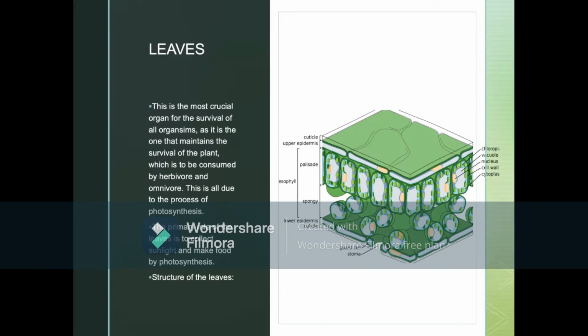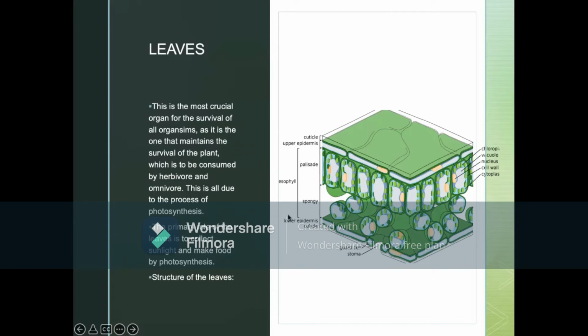As you can see here, first we have the upper layer, which we call the cuticle, and it's a waxy-like structure that protects the leaf from excess loss of water by transpiration. It also helps reduce the chance of burning of the surface of the leaf from hot sunlight. Then we have the upper epidermis, which contains cells.